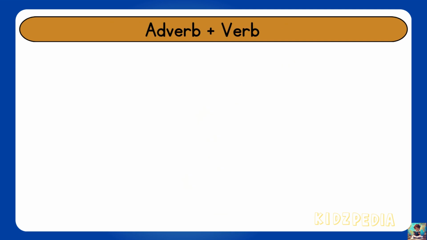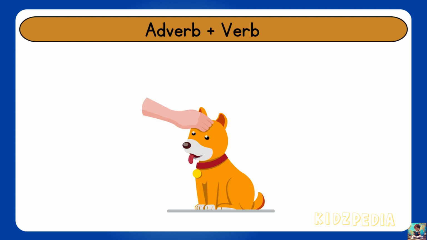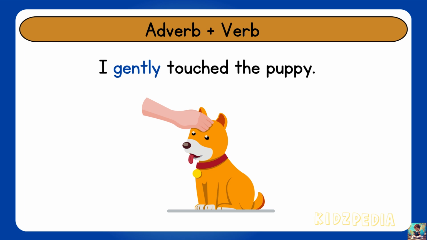Adverb plus verb. Example, I gently touched the puppy. In this sentence, the adverb gently comes before the verb touched. The adverb gently describes how I touched the puppy.